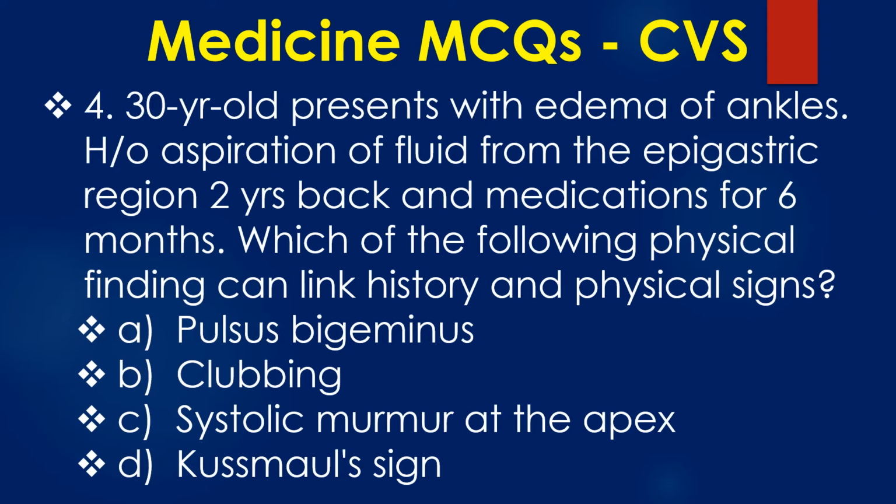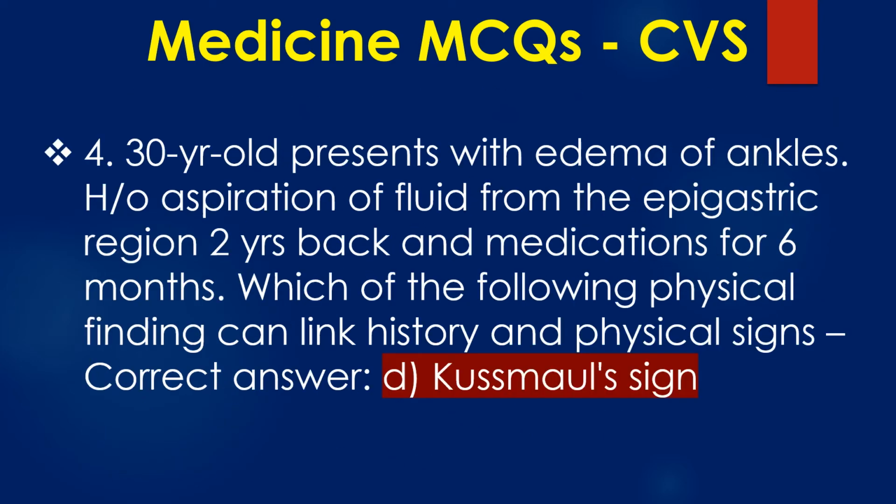A 30-year-old individual presents with edema of ankles. He gives history of aspiration of fluid from the epigastric region 2 years back and medications for 6 months. Which of the following physical findings can link history and physical signs? A. Pulsus bigeminus, B. Clubbing, C. Systolic murmur at the apex, D. Kussmaul's sign. Correct answer D. Kussmaul's sign.